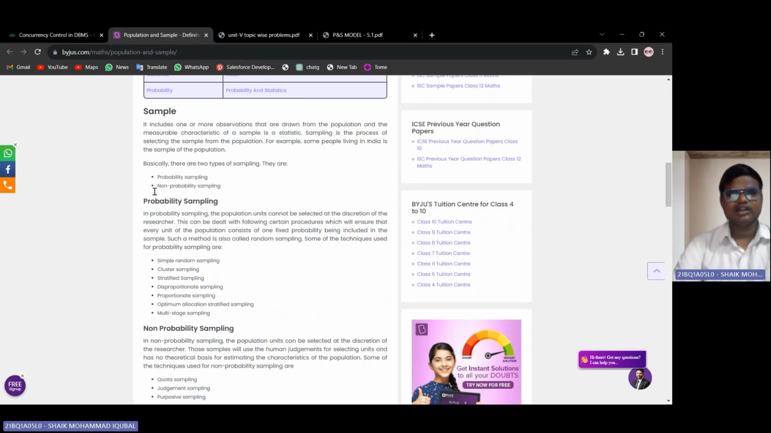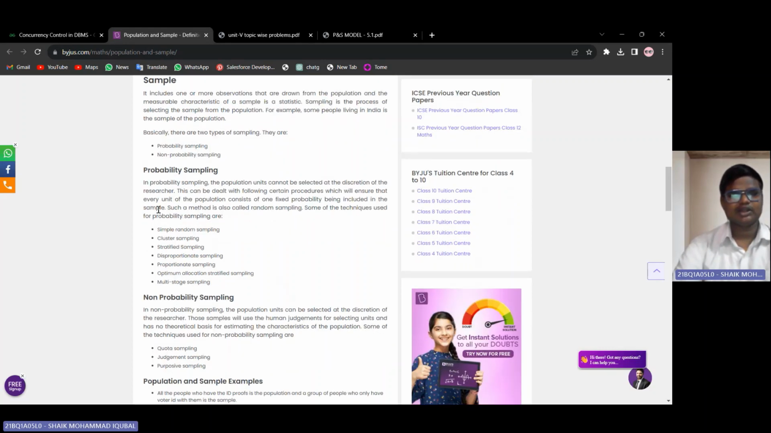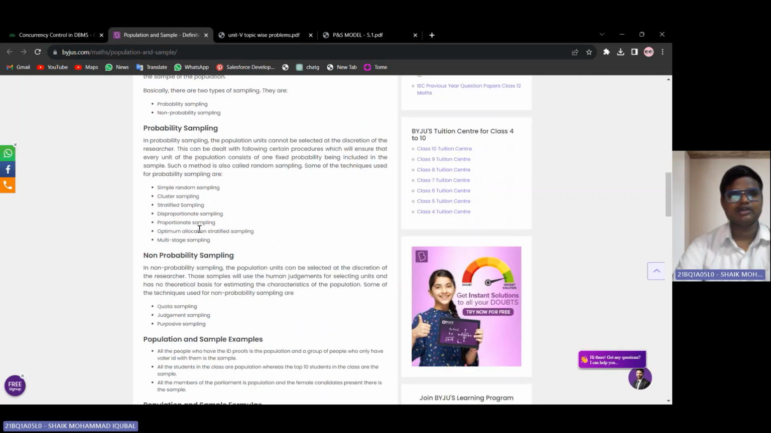This can be dealt with by following certain procedures, which will ensure that every unit of the population has one fixed probability of being included in the sample. Such a method is also called random sampling. Some of the techniques used for probability sampling are simple random sampling, cluster sampling, stratified sampling, systematic sampling, proportional sampling, optimum allocation, stratified sampling, and multi-stage sampling.